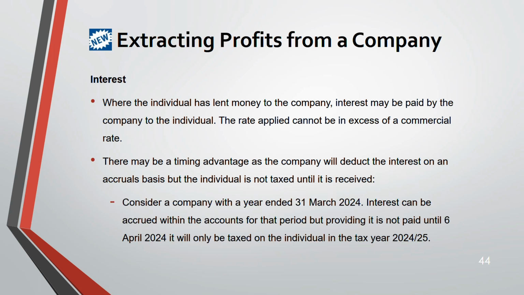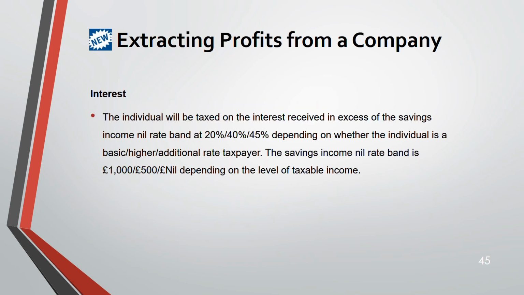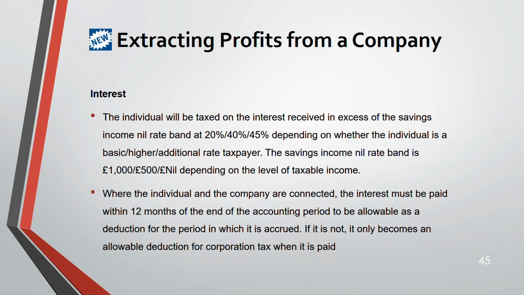Consider a company having a year end at 31st March. So interest can be accrued within the accounts for that period, but providing it is not paid until 6th April 2024, then it will only be taxed on the individual in the tax year 24-25. Next, the individual will be taxed on the interest received at 20, 40, 45%, okay, in excess of the savings income nil rate band. And the savings income nil rate band is 1000 for basic rate, 500 for higher rate, and 0 for additional rate taxpayer.